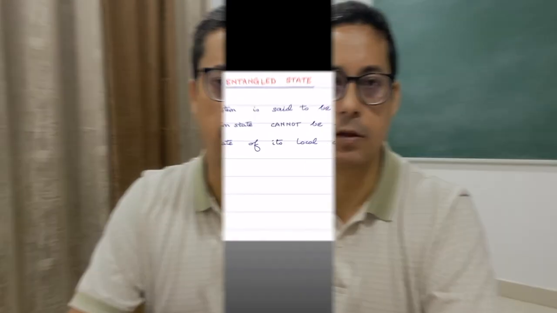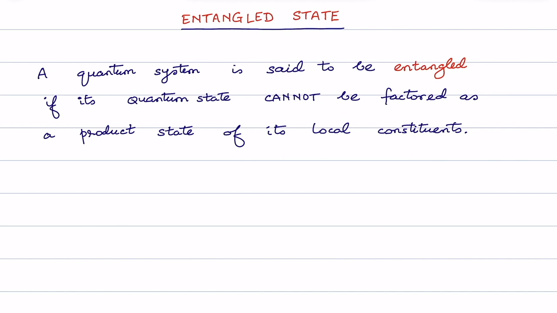In this lecture, I am going to give you a brief technical introduction to quantum entanglement. Also, some necessary mathematical tools I am going to discuss. So, let us begin. What's an entangled state? To put it very simply, a quantum system is said to be entangled if its quantum state cannot be factored as a product state of its local constituents. In other words, they are not individual systems or particles but an inseparable whole. One constituent cannot be fully described without considering the other.